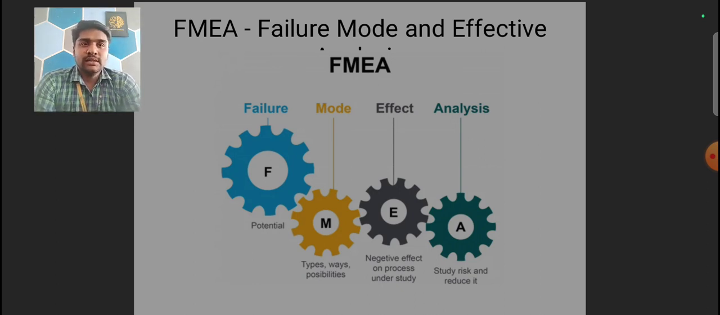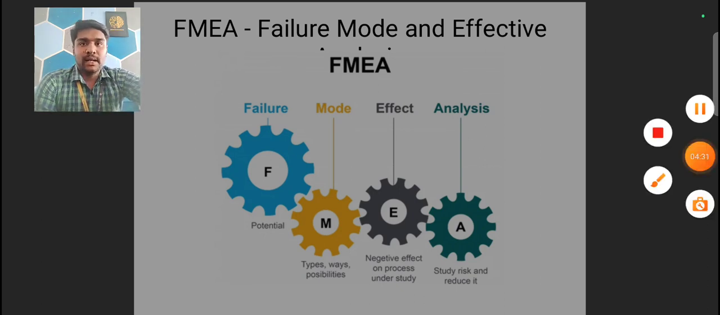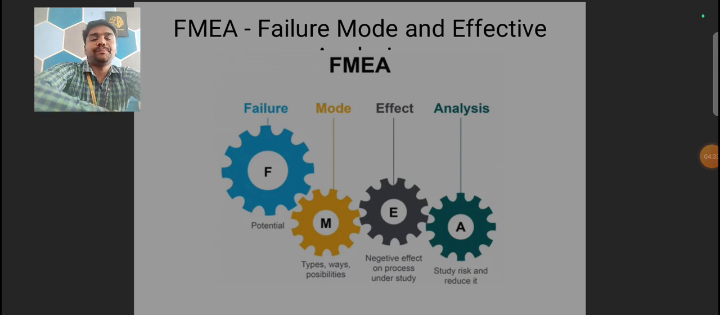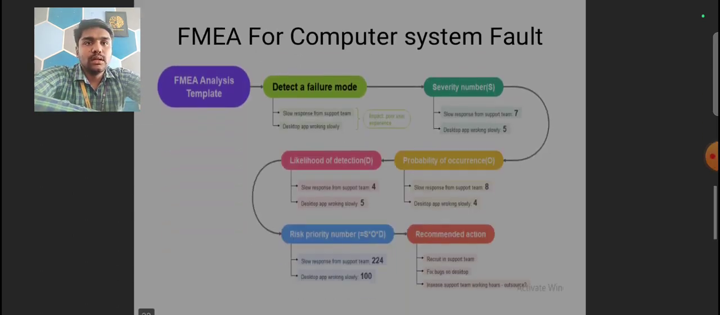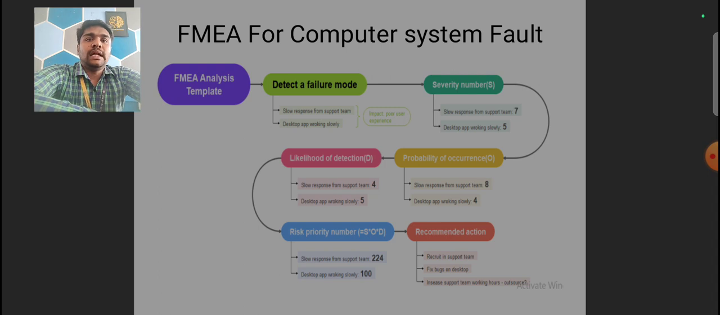This is the main tool of TQM, which is commercially applied in every company, every sector in the manufacturing industry, and also in the production sector. In FMEA, applying it to a computer system fault is the best example. Detecting the failure mode, through which the server is having a certain problem. Detecting the failure, we have to give a severity number for how severe the problem is.